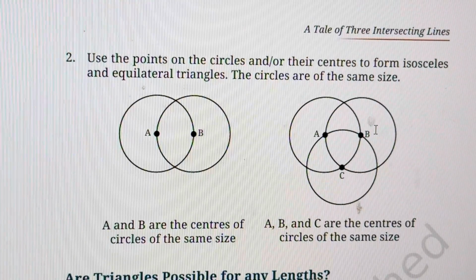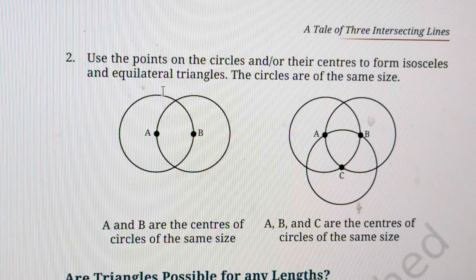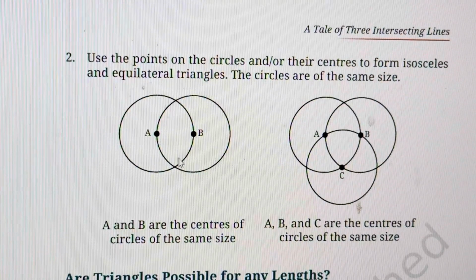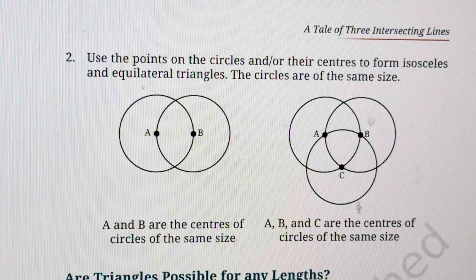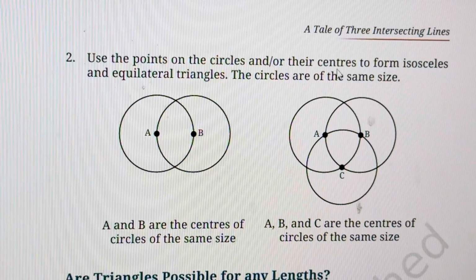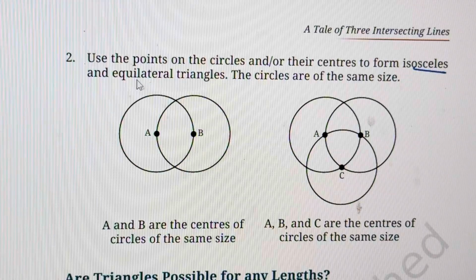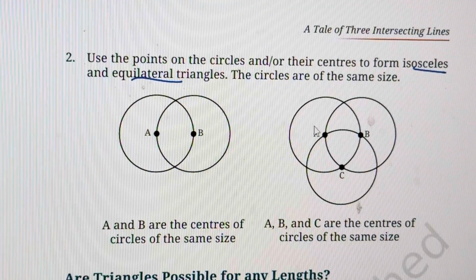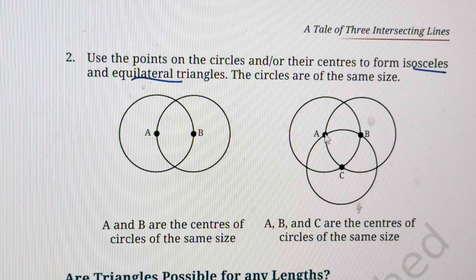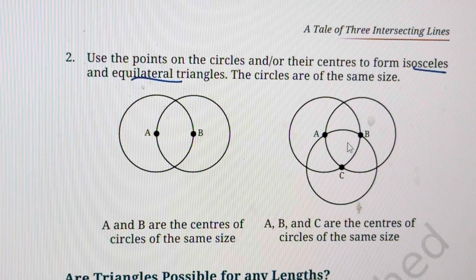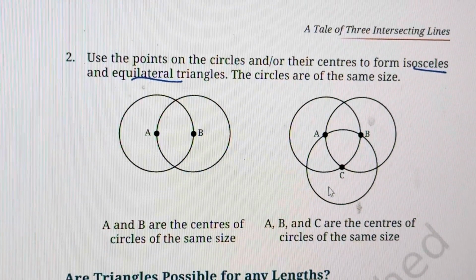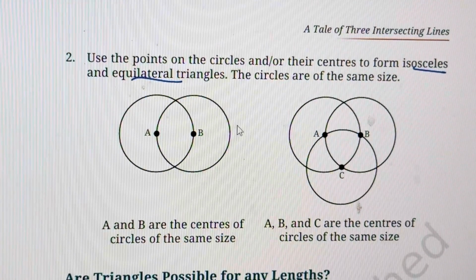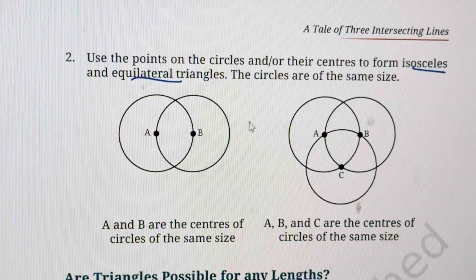Now question number 2, there are two diagrams given. Use the points on the circle and or their centers to form an isosceles triangle and an equilateral triangle. Right? So we have to make both isosceles and equilateral triangle in this particular diagram. Here both the circles are of same size. Similarly, here there are 3 circles given and 3 points A, B, C, the center of each circle, and these circles are also of the same size. So we need to show isosceles and equilateral triangle in both these cases. So let us do it one by one.